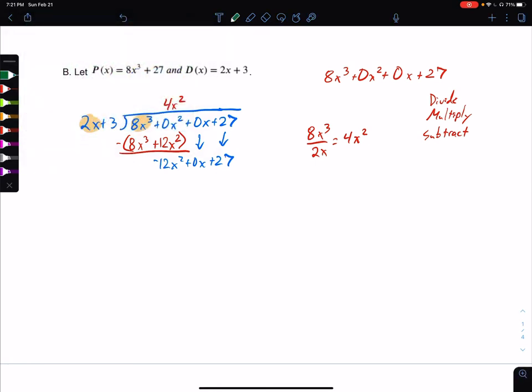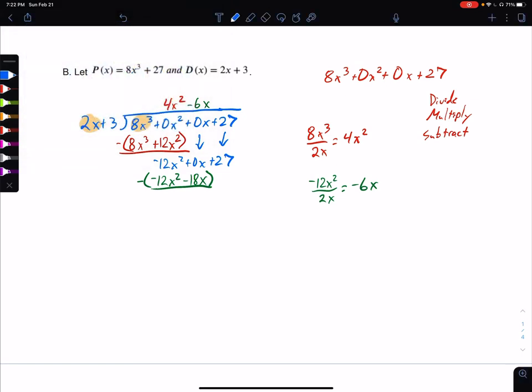You're going to do leading term divided by leading term. So we repeat our process. Negative 12x squared divided by 2x. So we'll have negative 6x. That's going to be written up top. Remember, line up your degrees. So we've divided. Now we're going to multiply these terms. Negative 6x times 2x is negative 12x squared. Make sure these match up, which they do. Negative 6x times 3 will be negative 18x. And now we can subtract.